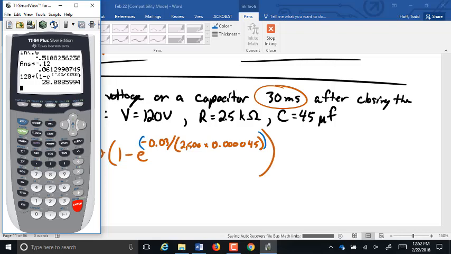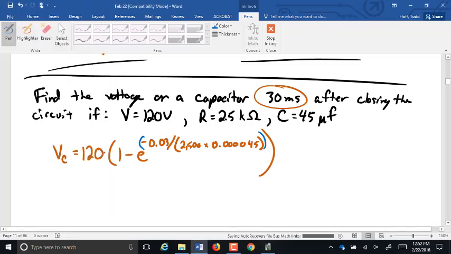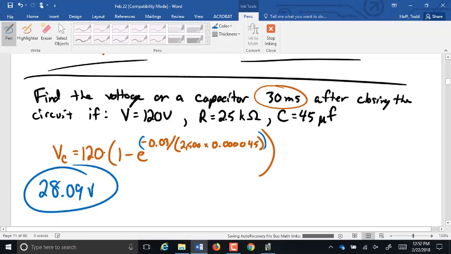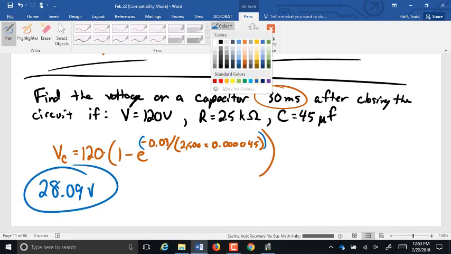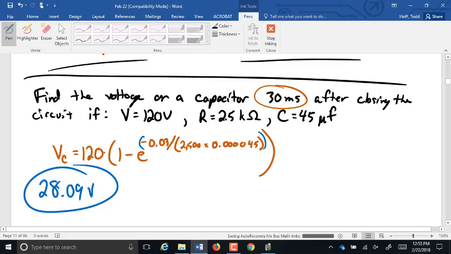I get 28.09, we'll call that. 28.09 volts at 30 milliseconds. Does that make sense?